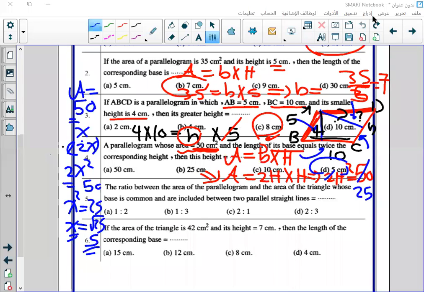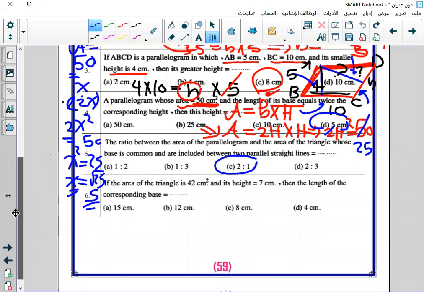The area of the triangle is half the area of the parallelogram, right? So the ratio between the area of the parallelogram, the greatest, and the area of the triangle, the smallest, is 2 to 1. Yes, that's right, 2 to 1. Okay, thank you, Sarah.